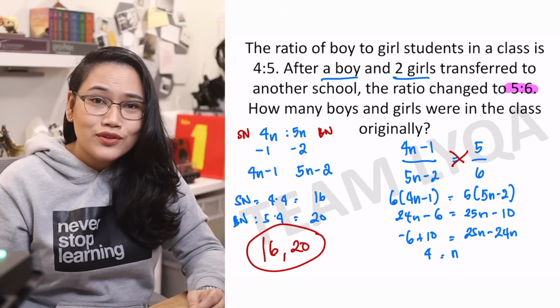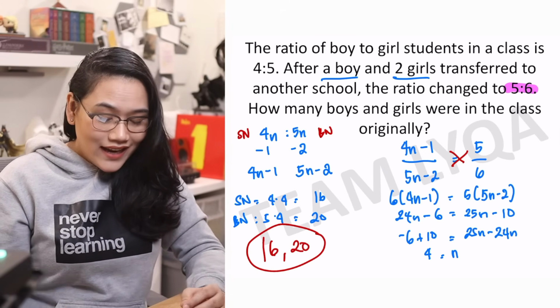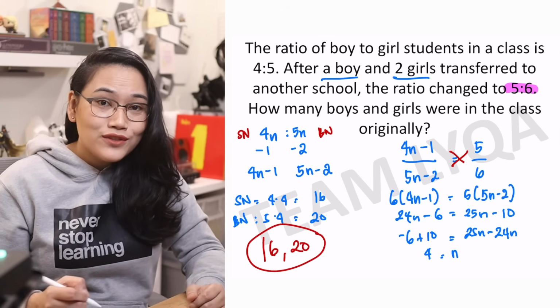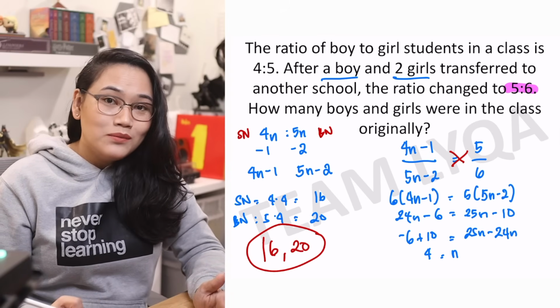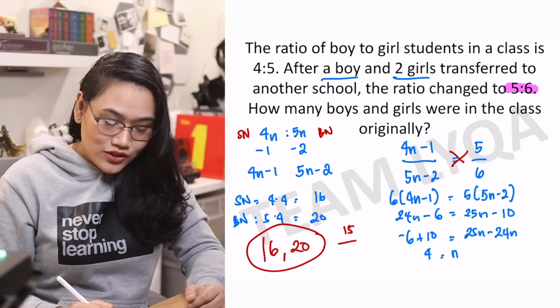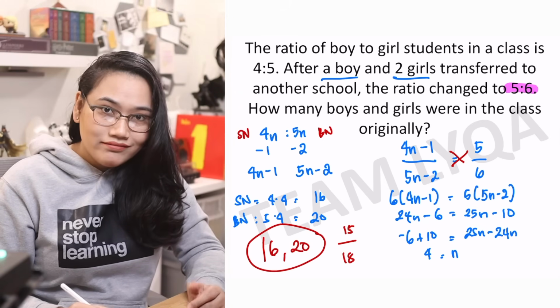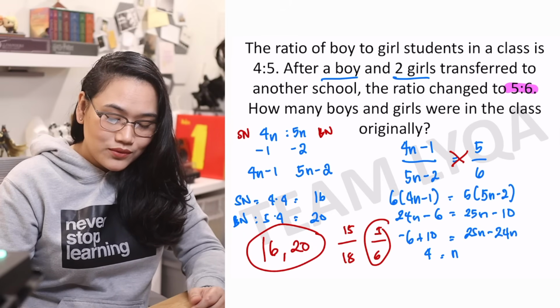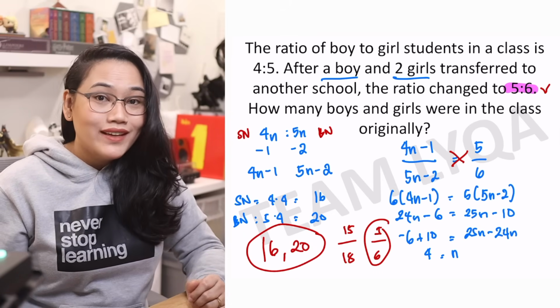Tama ba siya dun sa sagot natin kanina? Yes. And kahit i-check mo siya ulit to see if it's 5 over 6 or 5:6, yung magiging ratio niya, it will still be the same. Kasi ang 16 minus 1 is 15, 20 minus 2 is 18, and again, if you divide both of them by 3, this will be 5 over 6, or 5:6. Tama pa rin yung sagot, and yun ang mahalaga.